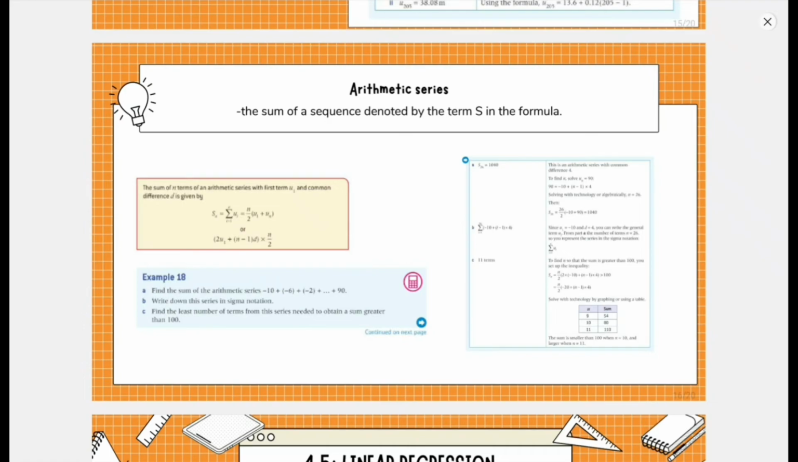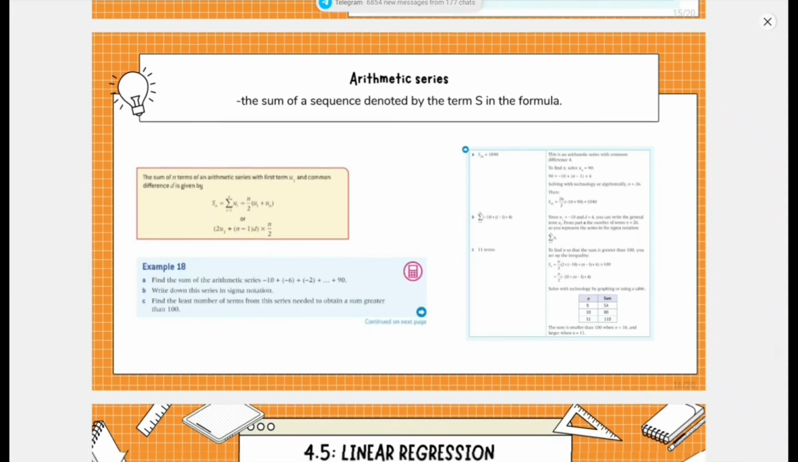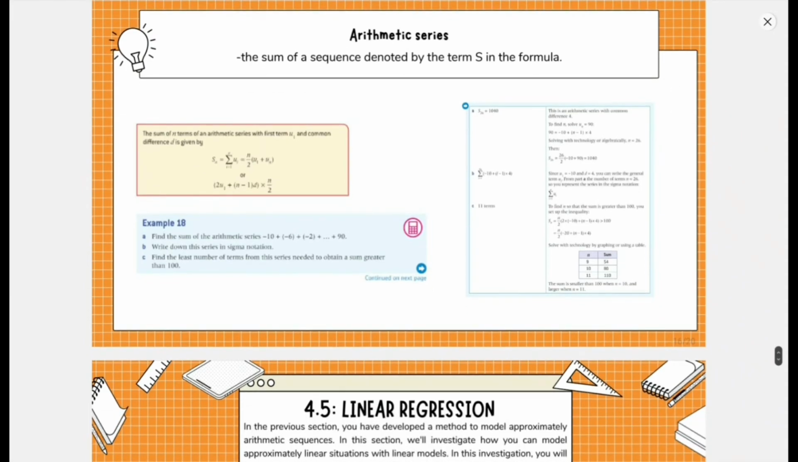Next, we move on to arithmetic series, which is the sum of a sequence, denoted by the term S in the formula. Basically, this is the sum of the terms in the arithmetic sequence. You can just look at the example. It is very easy, so I hope that this will refresh your knowledge from secondary school.